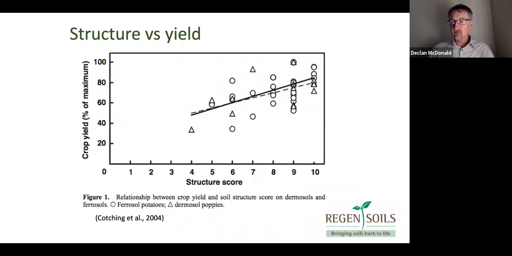Who are the productive farmers? Who are the profitable farmers in this equation? And who are the ones that are going out backwards? The ones with the good structure scores are the ones who are operating strategically, whose investments are counting, and who are not wasting money.